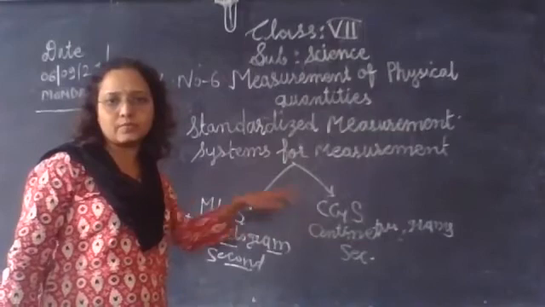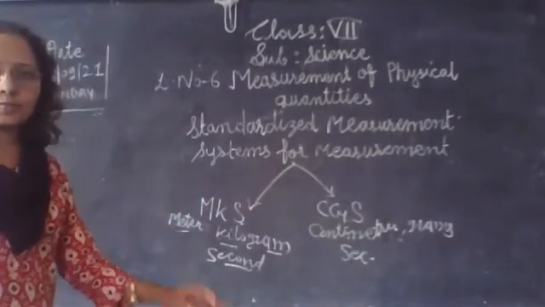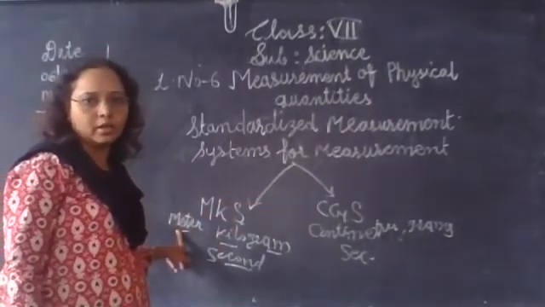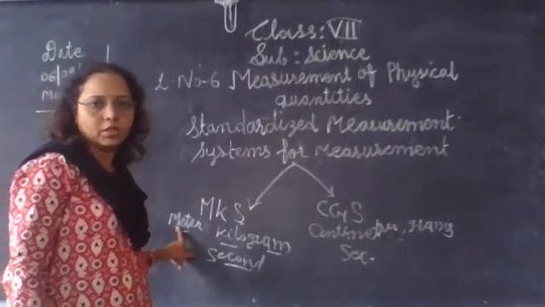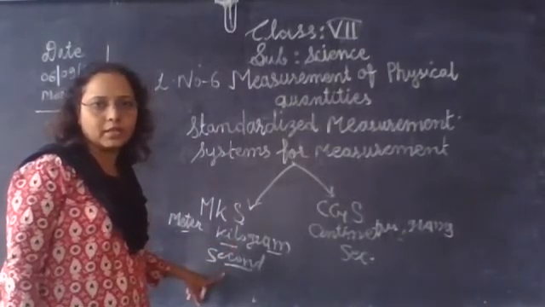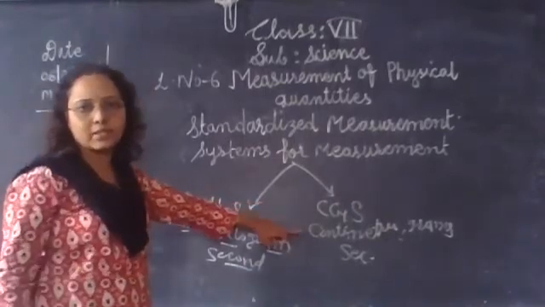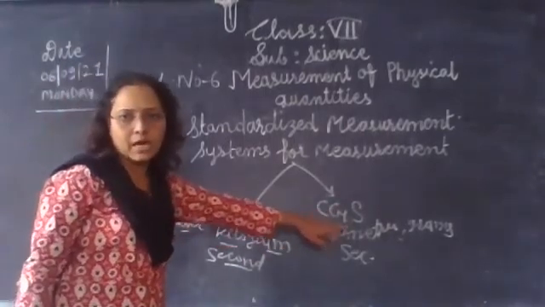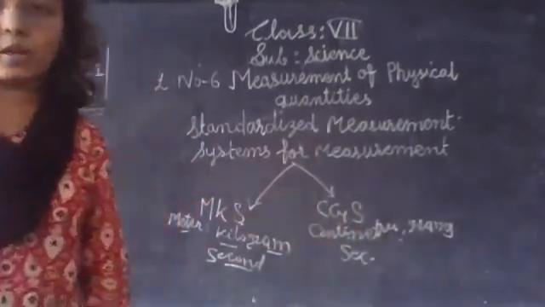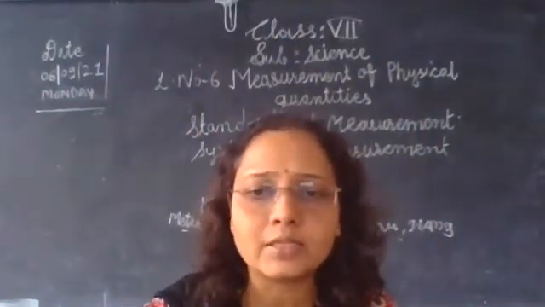Okay, children? So let's note down this. MKS, CGS. M for meter, that we use for distance, for mass we use kilogram, time is second. Here in CGS, distance is in centimeter, then mass is in gram, and time is in second. Okay, so let's write.